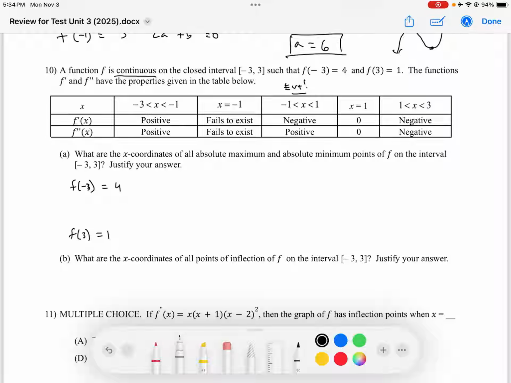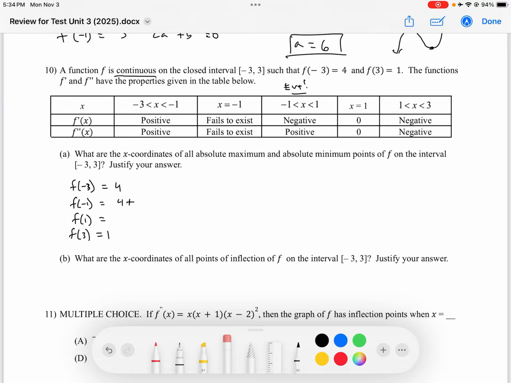So we know that's a critical point, f of negative 1. And we also know that there's a critical point at 1. But we don't know their exact values. What we do know is that from negative 3 to negative 1, the derivative is positive. So that means this value has to be 4 plus, right? It's got to be bigger than 4 because the function must have been increasing since the derivative is positive.